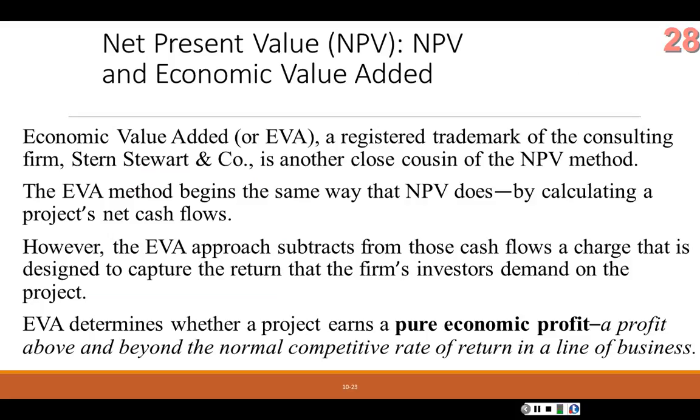Economic value added is a close cousin of net present value. It starts the same way as net present value. We calculate cash flows, but we subtract from those cash flows a charge that the investors demand on the project. So economic value added calculates the pure economic profit, the profit above and beyond the normal competitive rate of return in a line of business.